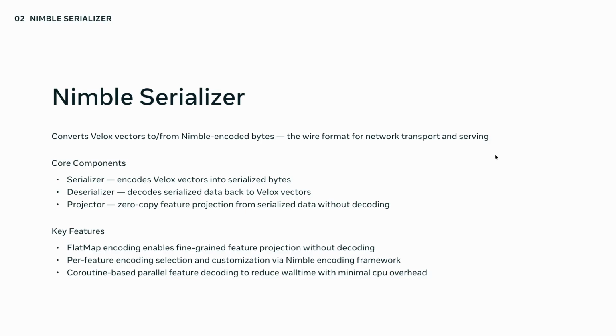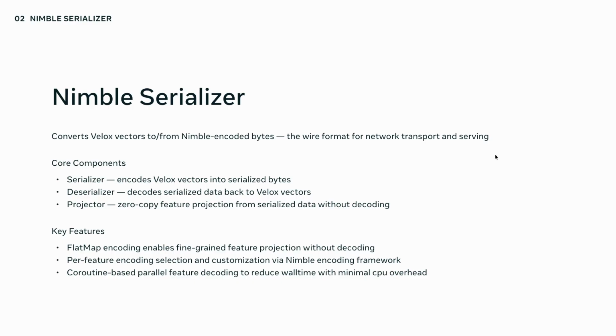So next we'll talk about the recent extensions to the Nimble file format to support training data normalization. First, the Nimble Serializer. The Nimble Serializer is a serialization protocol. It converts a Velox vector into a Nimble encoded byte stream, and it's the wire format for network transportation and serving. It has three main components. One is the serializer, which converts the Velox vector into serialized bytes, and then the deserializer, which does the reverse. And then the projector, which we recently added to do feature projection without decoding.